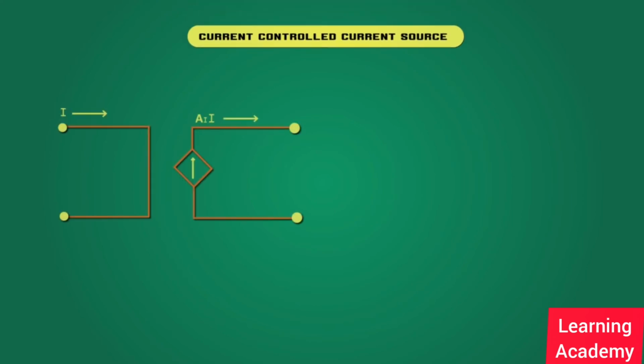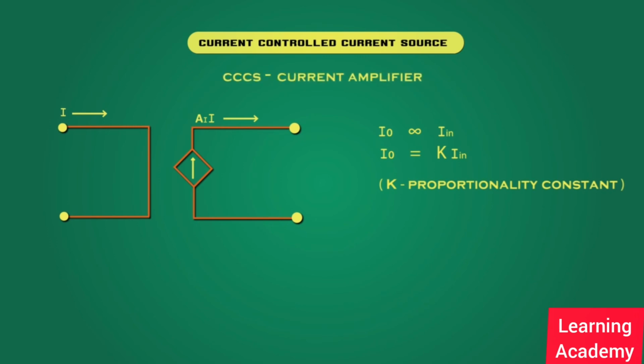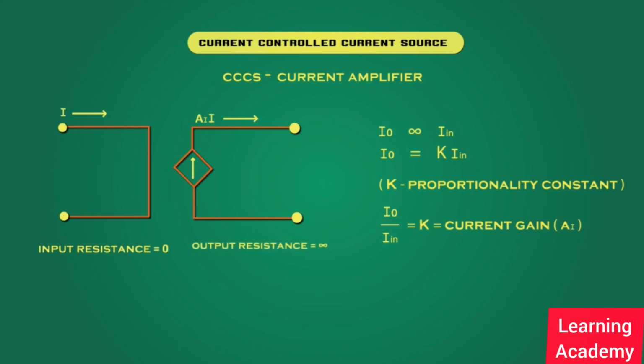Let's see current-controlled current source, CCCS. This is a current source whose output current is controlled by the input current. That is, the output current is directly proportional to the input current. We can also write it as, where K is a proportionality constant. CCCS is also called a current amplifier. Here, K is also called the current gain of the amplifier. The ideal CCCS has zero input resistance and infinite output resistance.